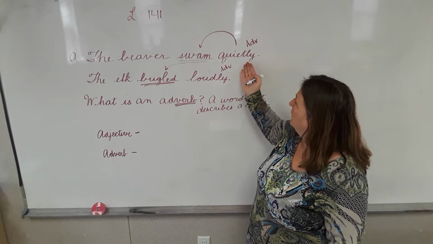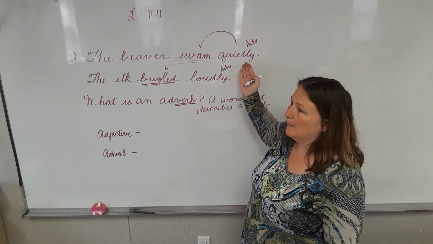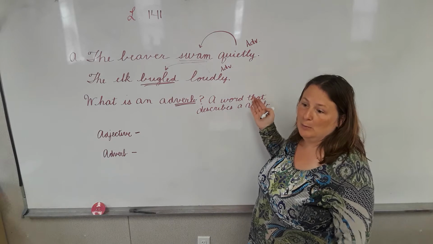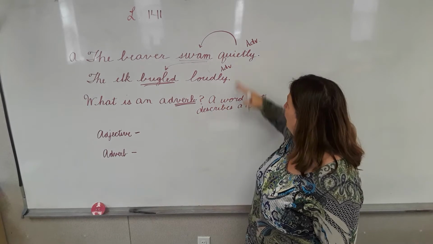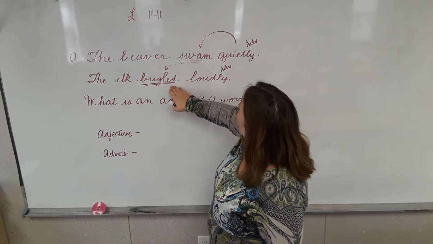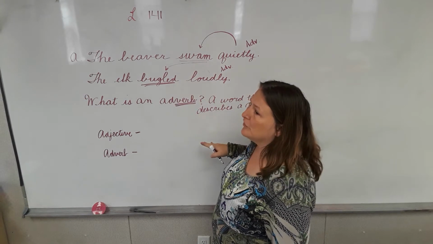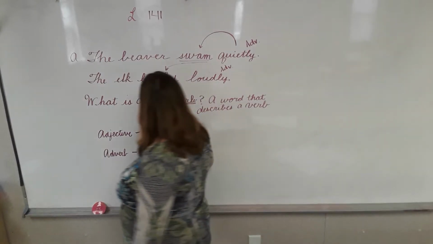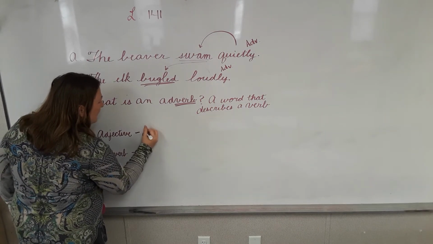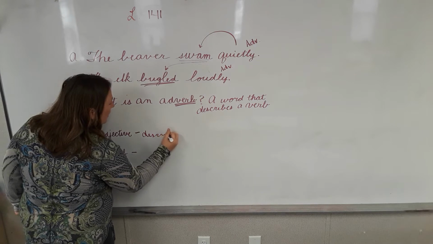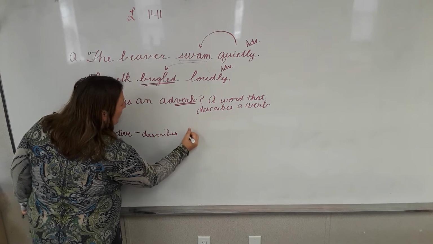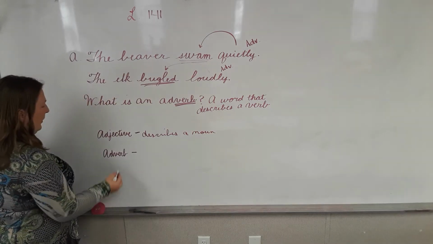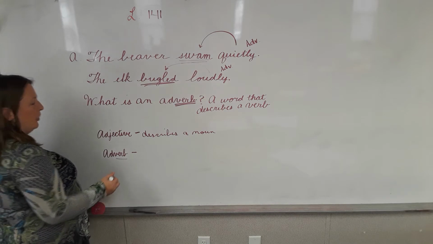You could swim quickly. You could swim slowly. You could swim quietly. You could swim loudly. You can flap your arms and swim loudly. How does the elk bugle? He could have bugled softly, but he bugled loudly. An adjective describes a noun. An adverb describes a verb.